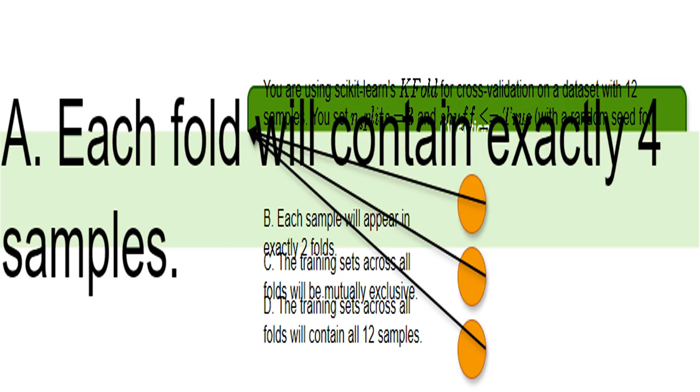This is tricky. The test sets are mutually exclusive, no overlap. But because the samples are reused across different training folds, there will be overlap in the training sets. For example, one sample might be in the training set for fold 1 and fold 2.